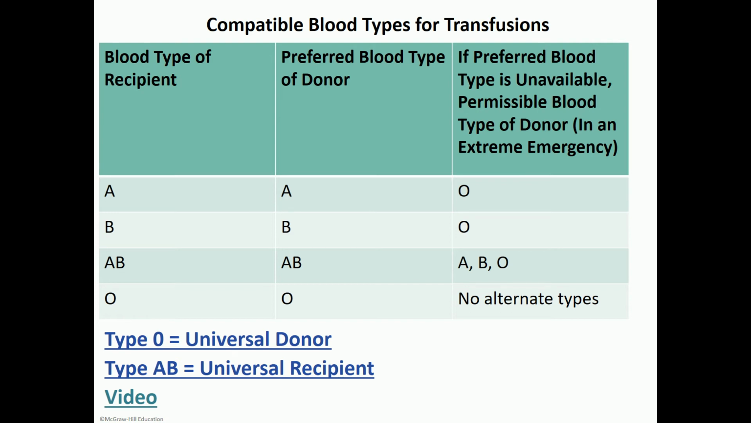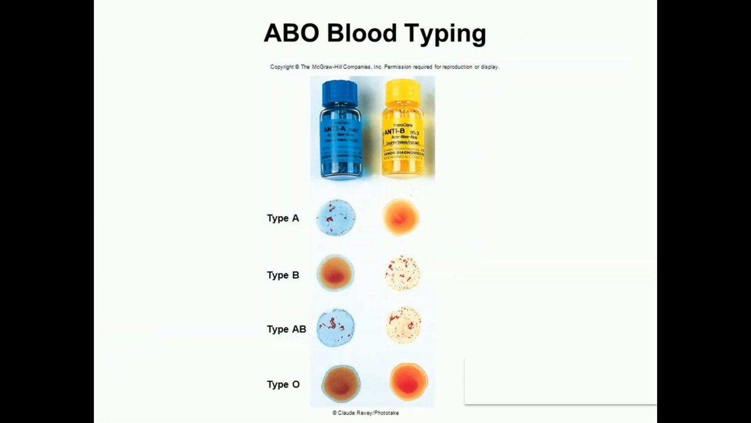Okay, the preferred again would be the exact type, while the other options or second options are what those are. And it's not just about the A and B antigens. You have to take into consideration the D antigen, which we are going to be talking about in a minute. So this is something that you guys will be doing in the virtual lab to figure out what kind of blood type you're looking at.